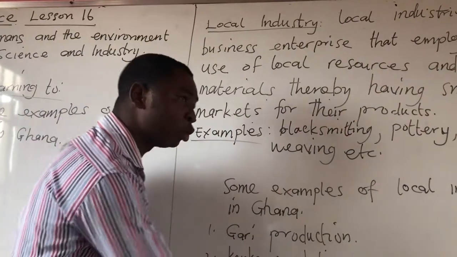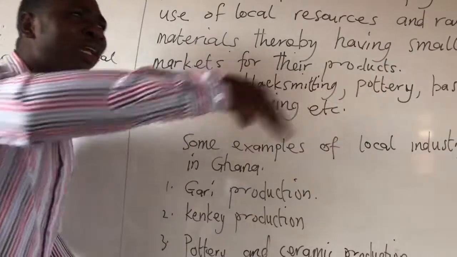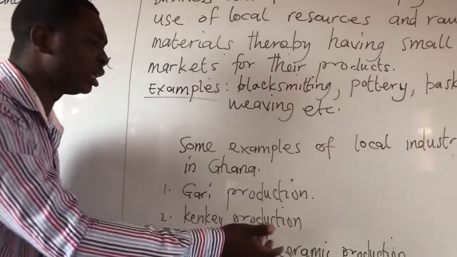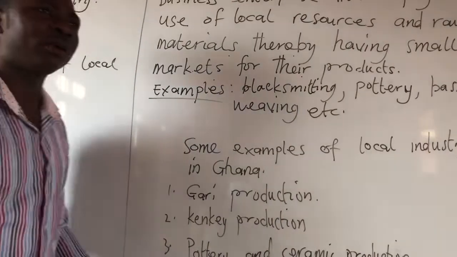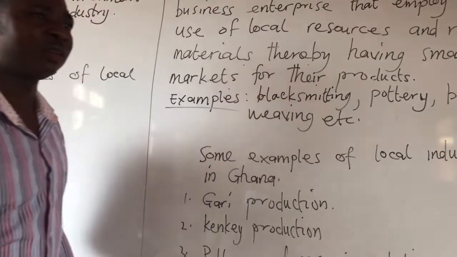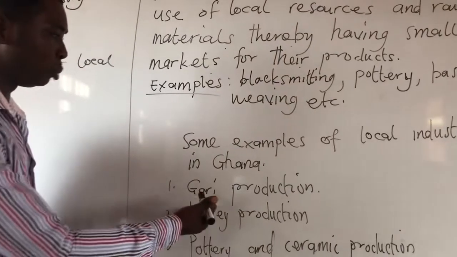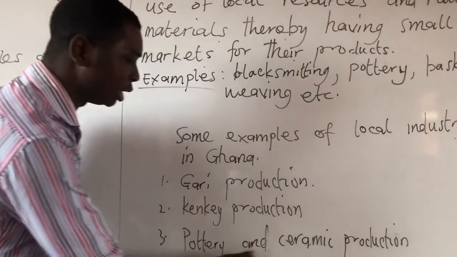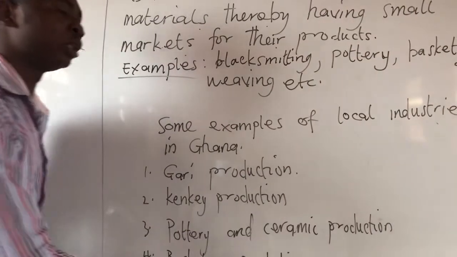And we have Kenkey production. Even in our locality, they are producing Kenkey for us, and they use some raw materials to make Kenkey. In our next video, we will learn the raw materials that we use to make all these products. Poultry and ceramic production.